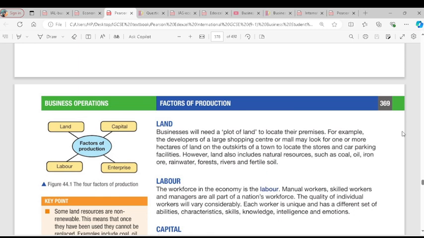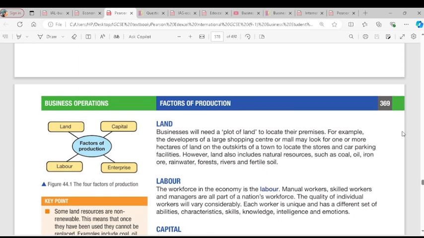So we start. The first factor of production is land. Businesses will need a plot of land to locate their premises. Land is fixed in nature. It is important for whatever we produce as a business. There's nothing like production without the factors of production. Whatever goods or services, whatever involves production, we have to use the factors of production: the land, the labor, the capital, and the enterprise.